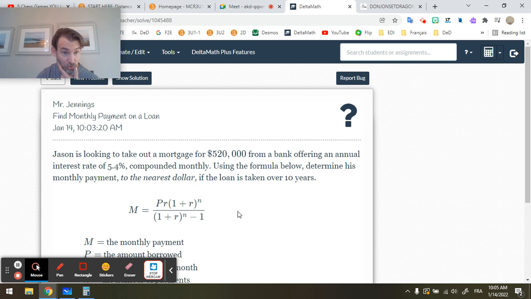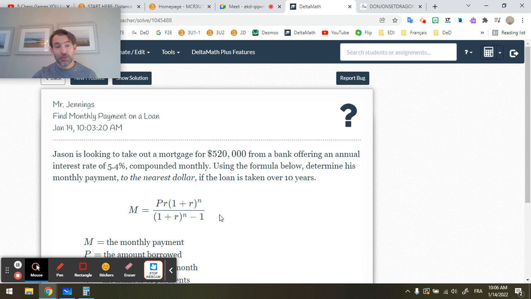That's really high for a mortgage. Jason, I'm sorry, you're buying at the wrong time, man. You've got to get yourself a better rate than that. Determine his payment to the nearest dollar if the loan is taken over 10 years. He's going to pay this back fast. Oh, man. I think he's got to pay like $6,000, $7,000. I think it's less than $10,000 a month, but it's pretty close, I think.